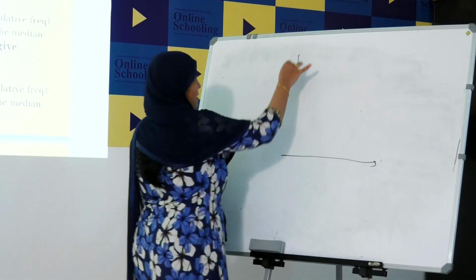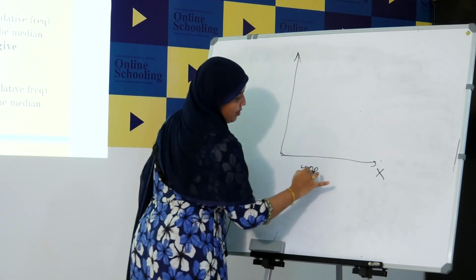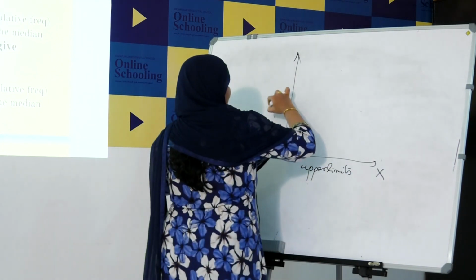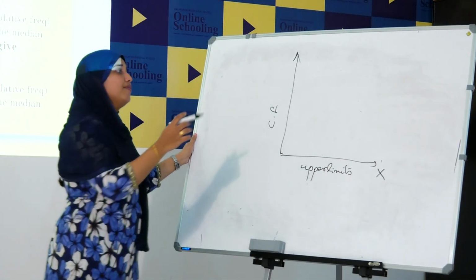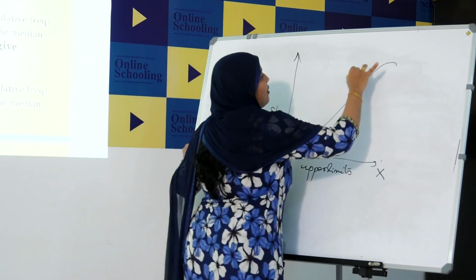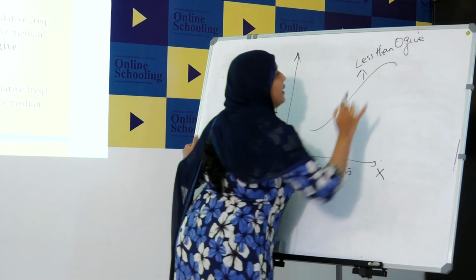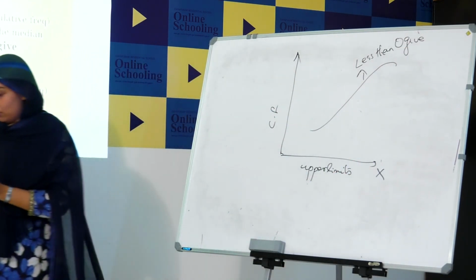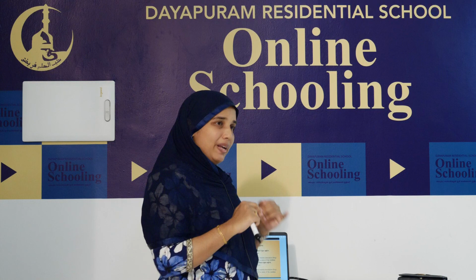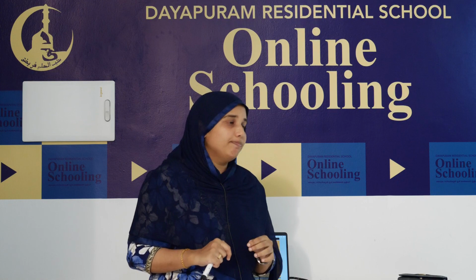That is, draw x-axis and y-axis, taking upper limits on x-axis and the corresponding cumulative frequency on y-axis. And after plotting the points, we obtain a graph like this. This graph is called less than ogive. So, in the case of less than type ogive, we consider only the upper class limits and also the cumulative frequency of less than type.